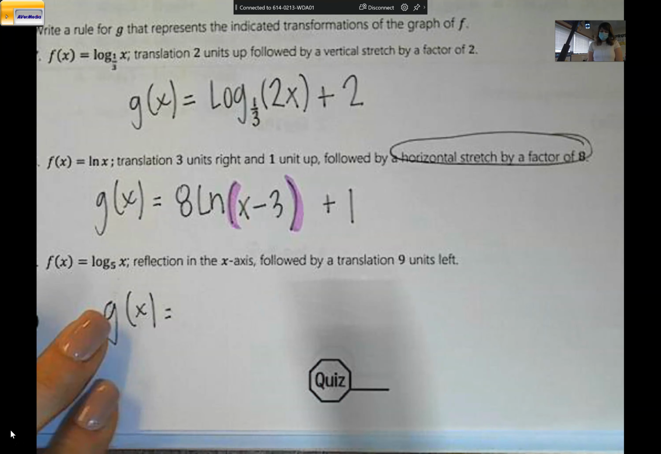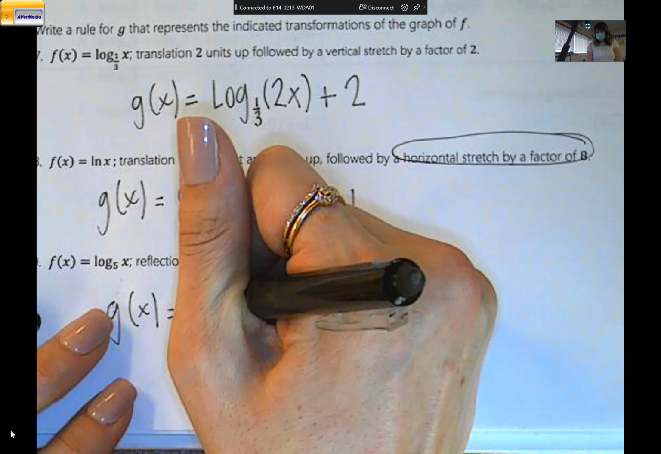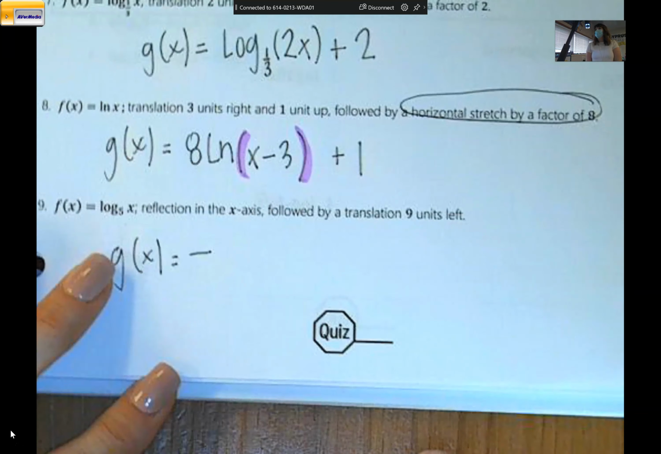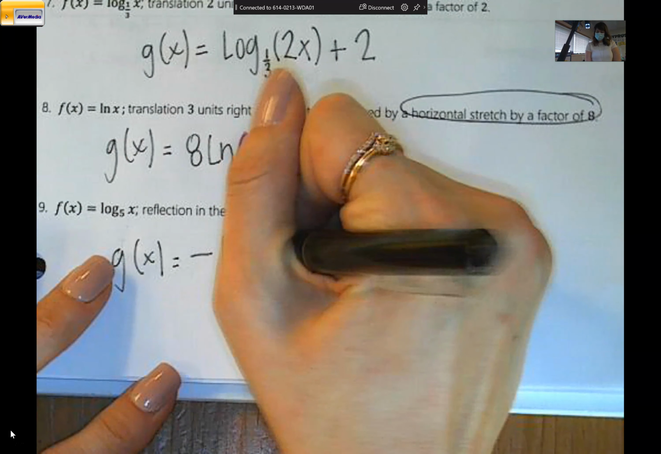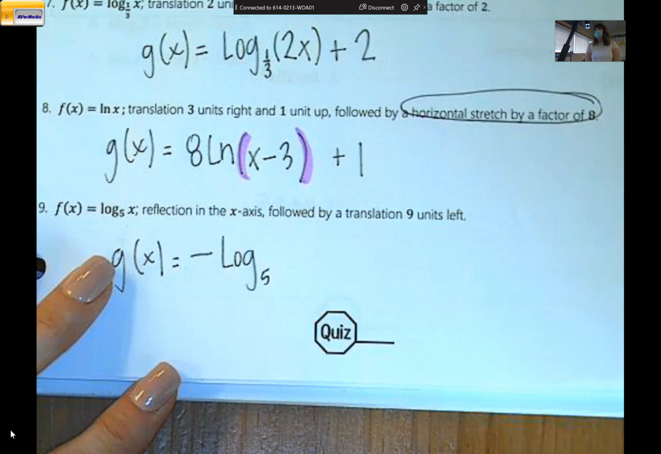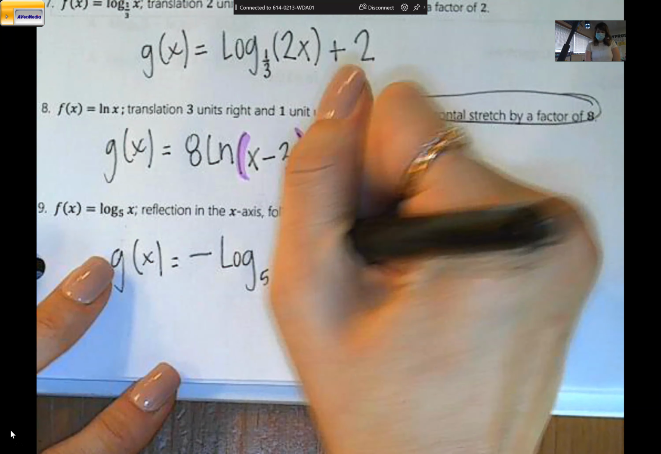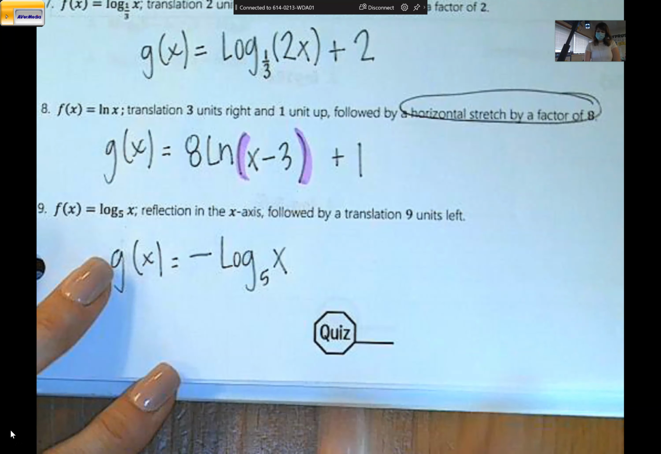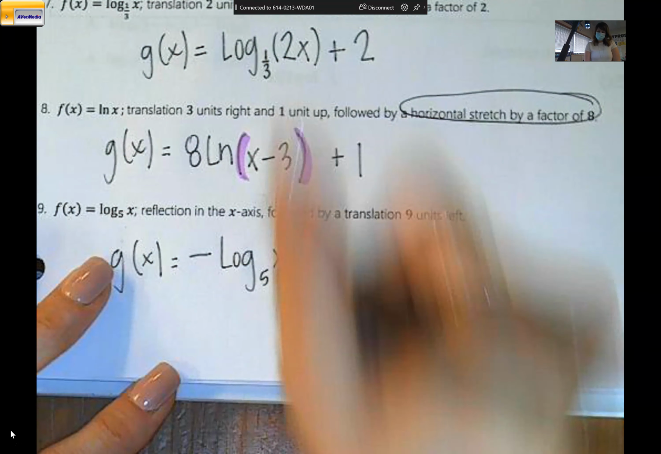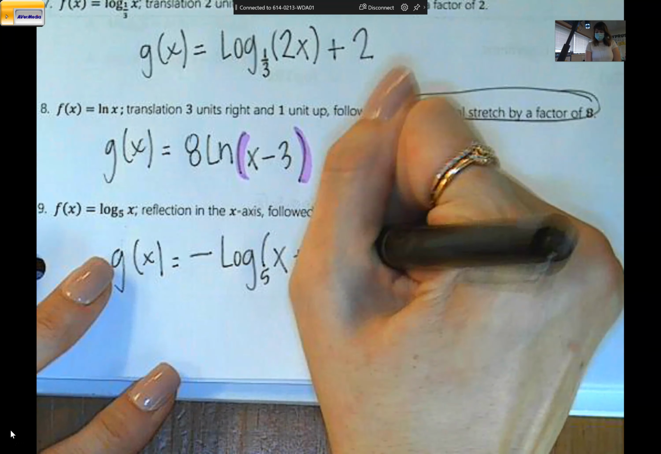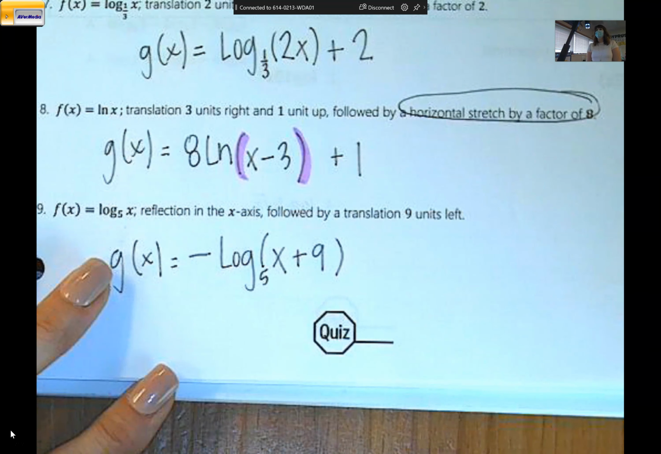Reflect across the x is a negative on the outside. We say log base 5 of x, plus 9. So he's trapped in with the x. Is that true?